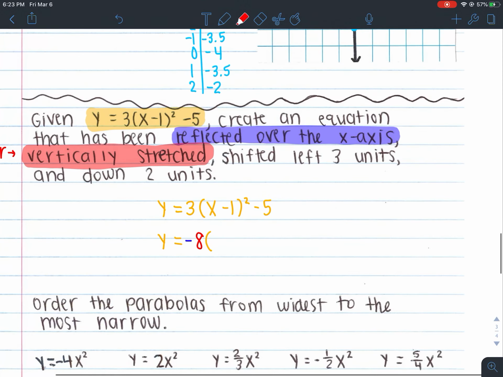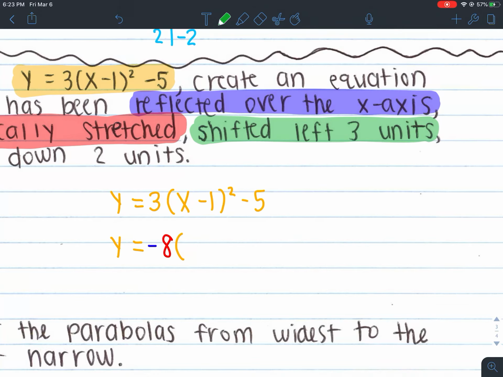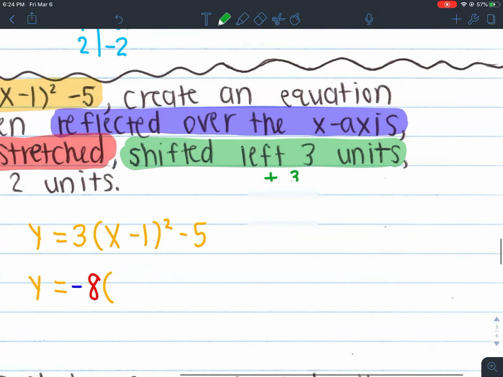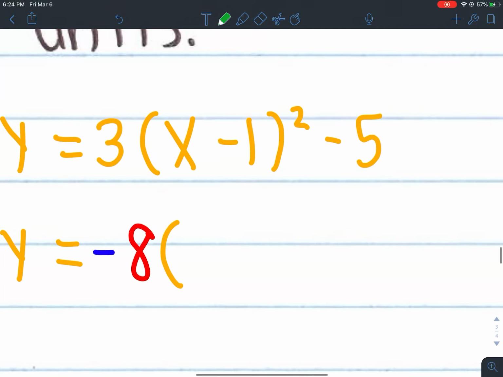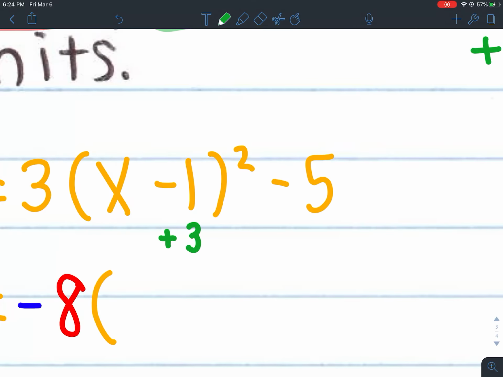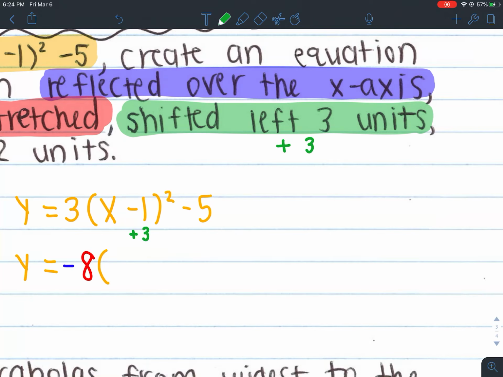Let's keep reading because we don't know what we need to do next. The next thing it says is shifted left 3 units. If I'm shifting something to the left, that's going to be on the inside of my parentheses. Now, shifting to the left, I would do the opposite of what I think. Normally left, I go minus, but really with transformations, I want to do plus 3, because it's left 3. I would have to add it on to what I already have. Remember, we're using the function that we already have, not the parent. Right now, it is to the right 1 because it's minus 1. I need to shift it to the left 3.